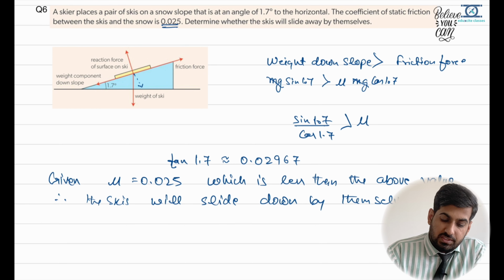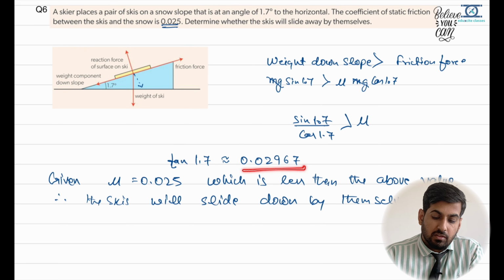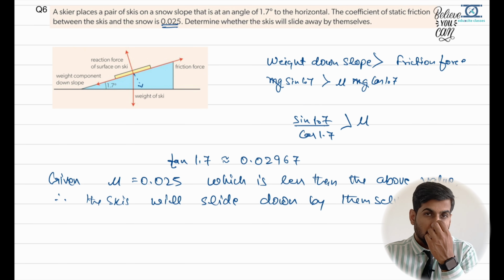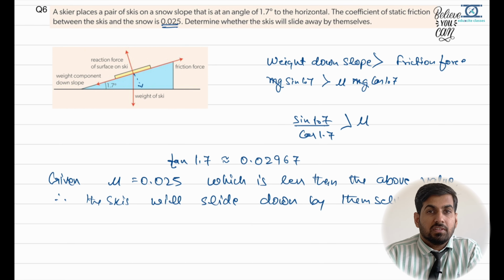Okay, so always remember, if tan theta is greater than the coefficient of static friction, then the object will slide down on its own. If tan theta's value is less than the given coefficient of friction, then the friction force will be greater. Therefore, it will not slide, it will remain in a state of rest.